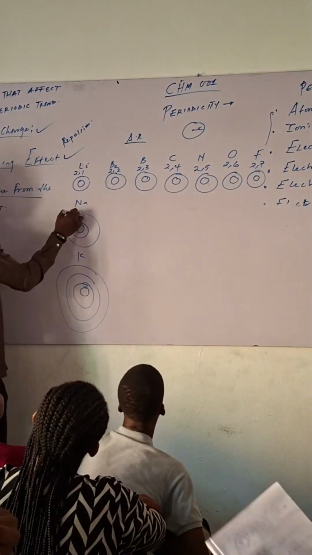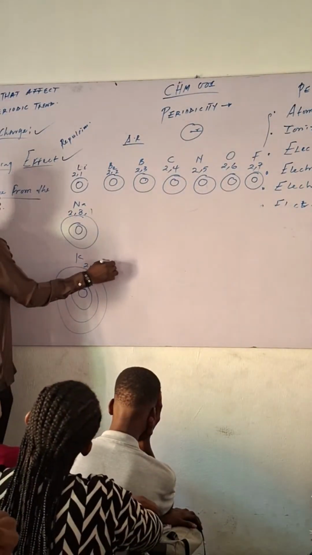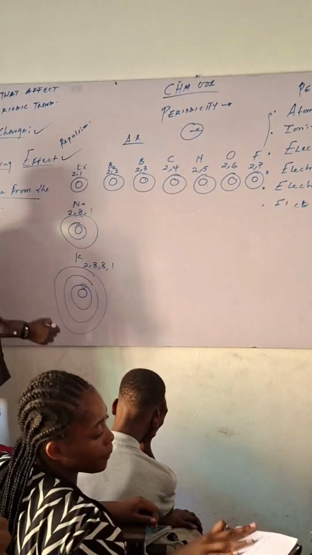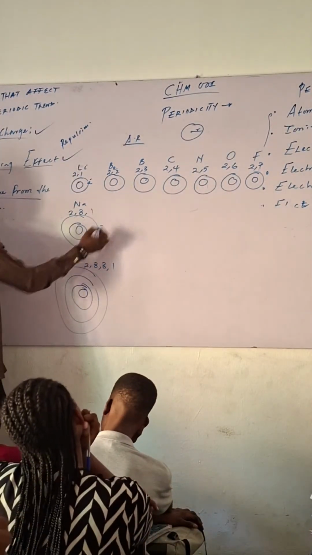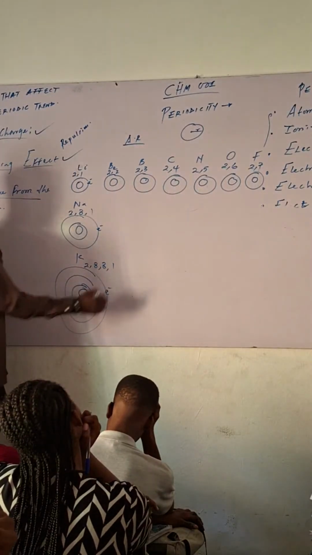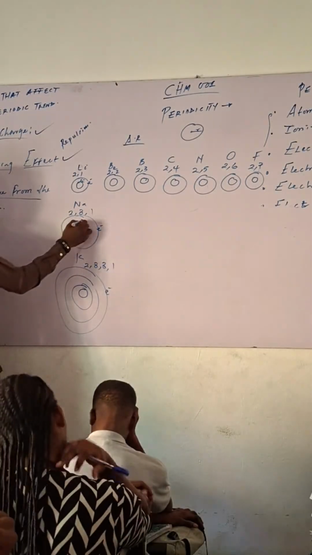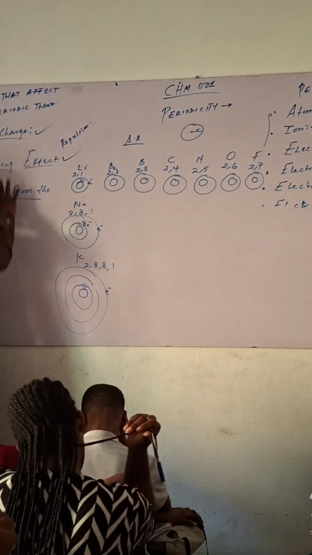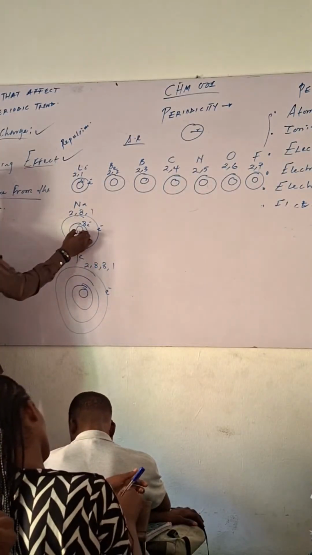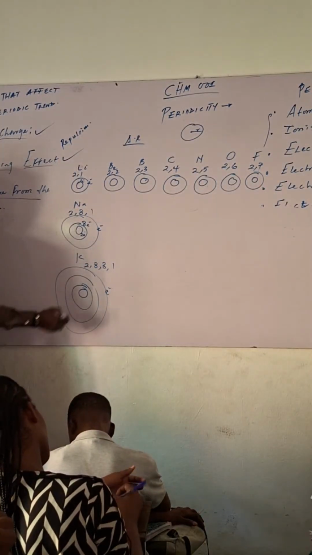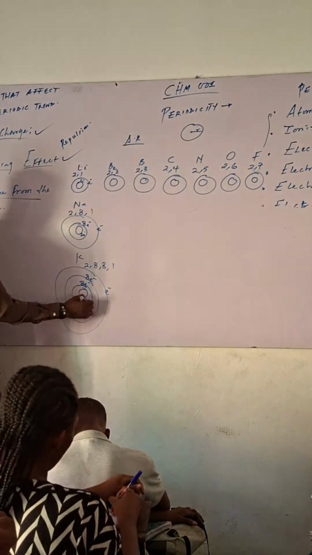For this now, this is 2,8,1. Why is this 2,8,8,1? Abi? So now the electron here is 1 outside. Electron here is also 1 outside. And electron here is 1 outside. Here there are 2 electrons. Here there are 8 electrons. If you have understood what I've said here, it will be easier for you to understand what I'm about to say. Here there are also 2 electrons. Here there are 8 electrons. There are 8 electrons. And there are 2 electrons.